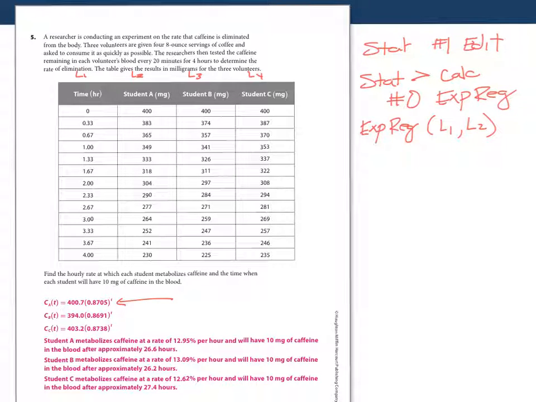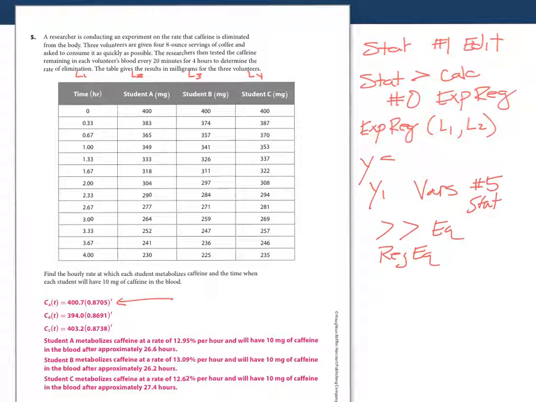You then want to put that into your Y equals. So you press the Y equals button, go to Y1, then you're going to go to the Vars button. I think it's number 5. That says Statistics. Then you're going to use right arrow to EQ, and you're going to select the first one, which says regression equation. Then you press enter, and it should now put your function into your Y1 line.